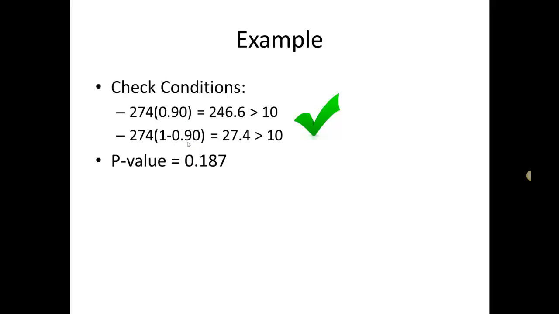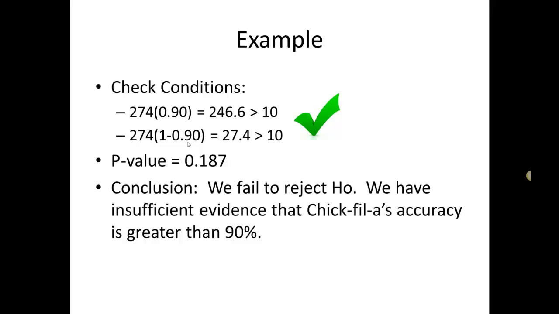With a p-value of 0.187 then, our conclusion would be that we fail to reject the null hypothesis. We have insufficient evidence that Chick-fil-A's accuracy is greater than 90%.